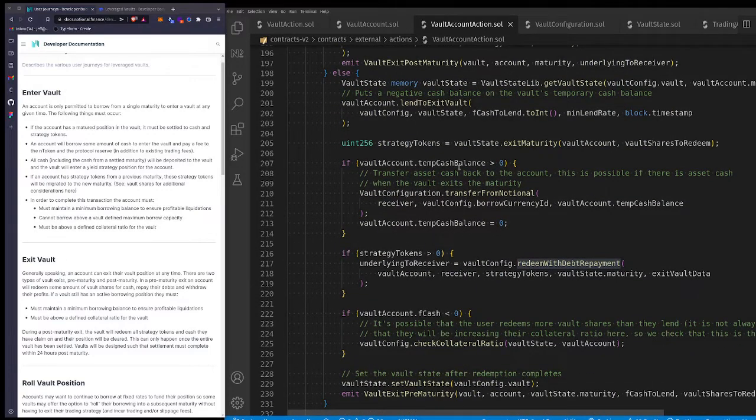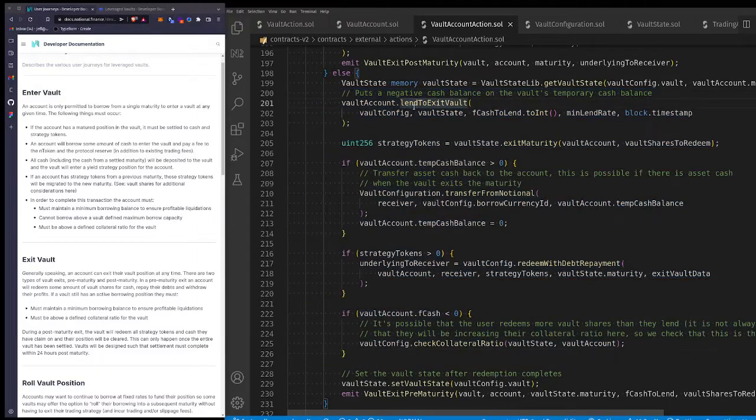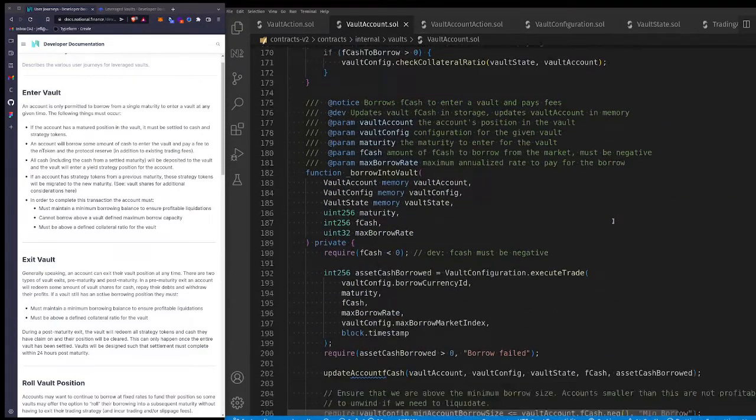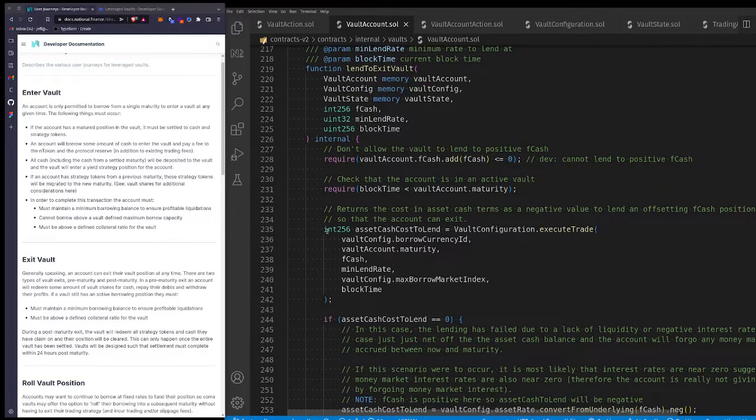Now, when we want to exit a position, we'll call lend to exit vault, and we'll take a look at that function now. So this is exiting pre-maturity, and when we exit pre-maturity, the account has the ability to repay their debt at a discount by exiting at the prevailing interest rate. So what we'll do here is execute a trade.